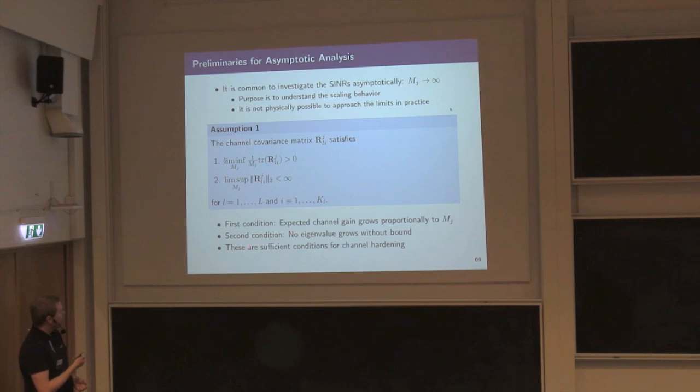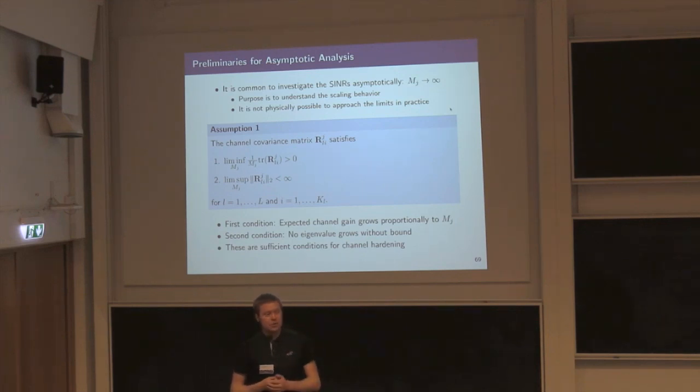I write this as a sufficient condition because if you want to show that the variance of your squared norm divided with number of antennas goes to 0, then these two assumptions will be helpful for you. But maybe you can find some other clever case where you don't need these conditions but you still get channel hardening. So I don't know what is a necessary condition, but these are sufficient conditions.